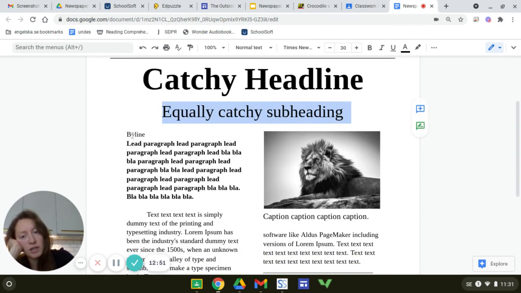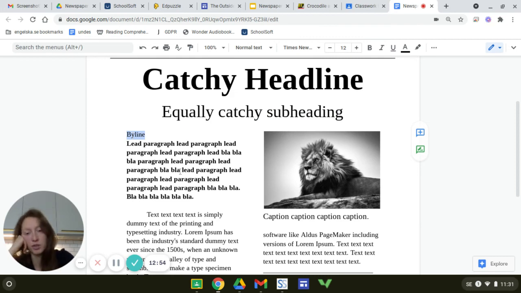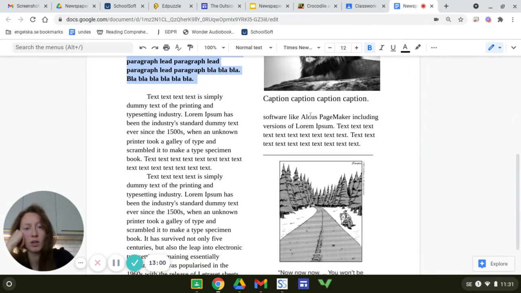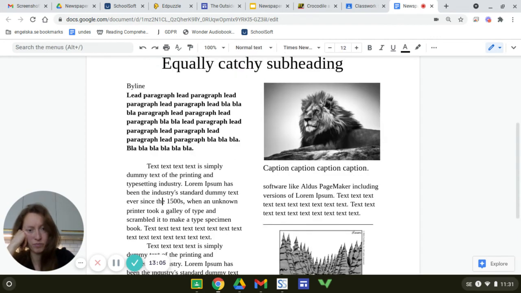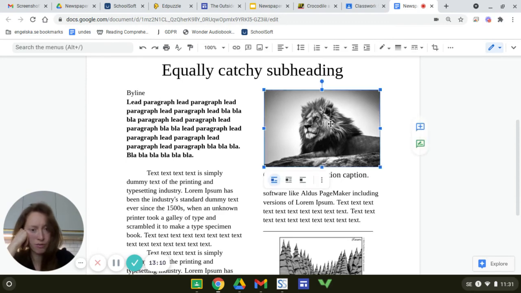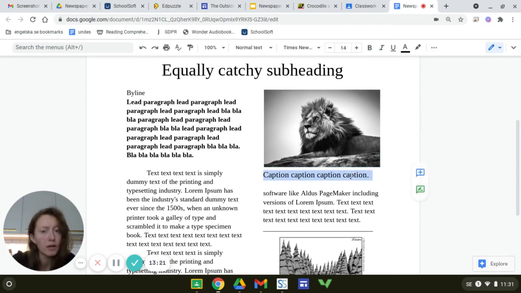Your byline, don't forget to say by your name. Here's your lead paragraph. Adjust the text accordingly. And I already put it in columns. Blah, blah, blah. You can steal a photo. I don't care. You don't have to cite your sources for the photo. Steal a photo that makes sense with your fake news article. Don't forget a caption. Again, adjust the size of this as you need to make it look good.